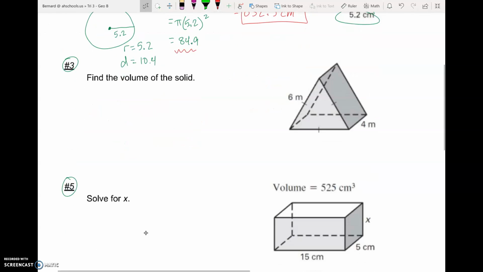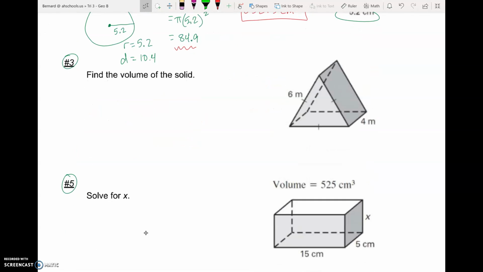All right, now let's move to number 3. So number 3, we have a triangular prism. Remember, it's always named after the shape that creates the base. And so that means the base of this triangular prism is a triangle. I'm going to draw that. We need to find the area of this triangle.